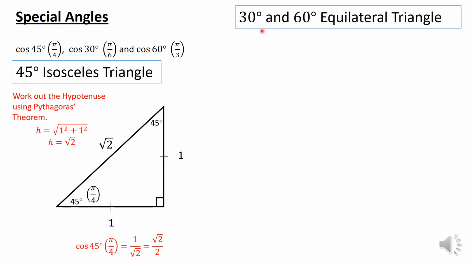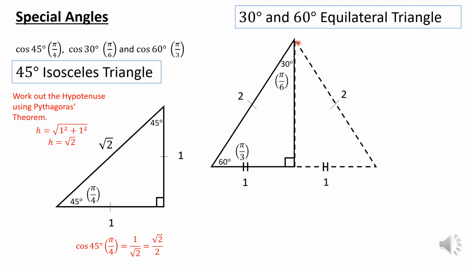Then we have the 30 degree, 60 degree, 90 degree equilateral triangle. If I drop a perpendicular here, then I'm going to divide this side here by 1.